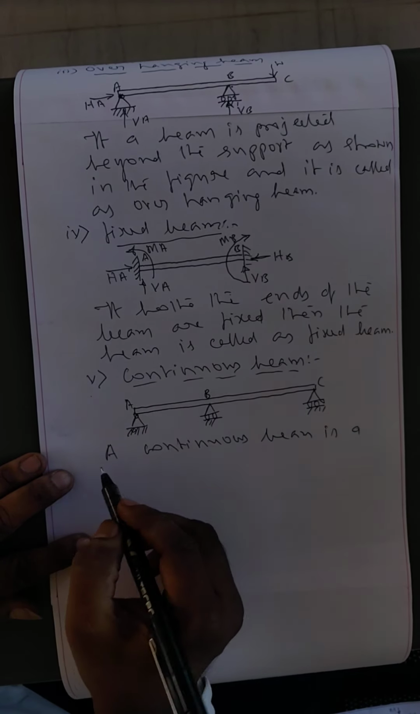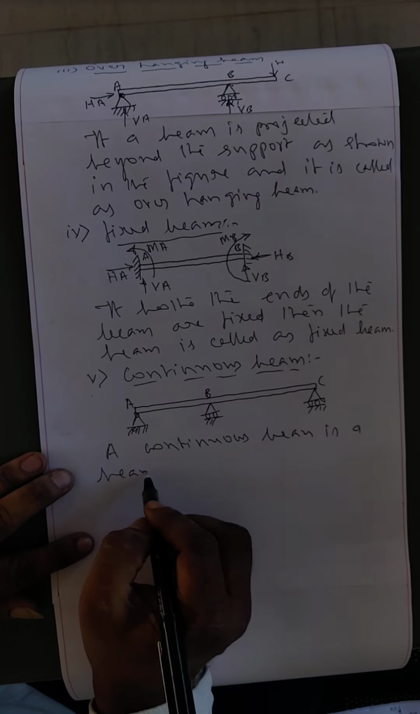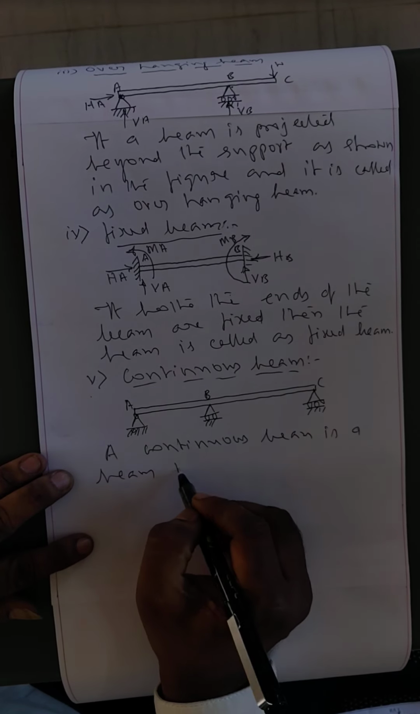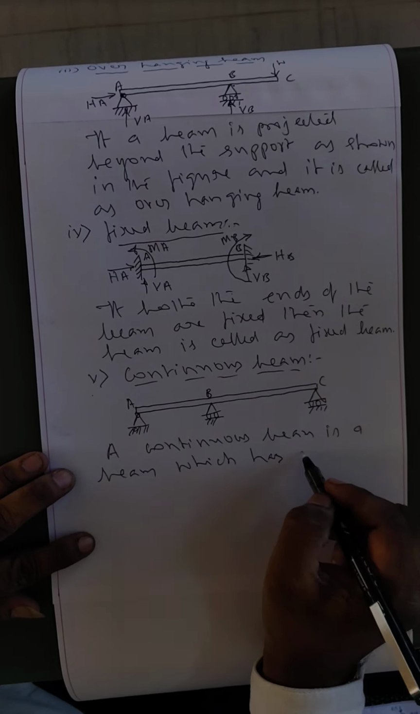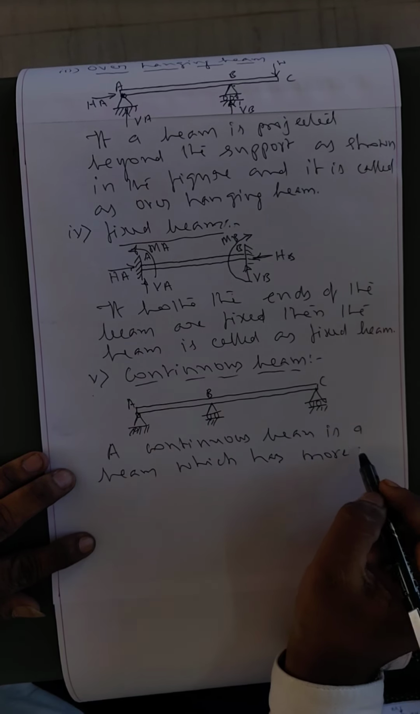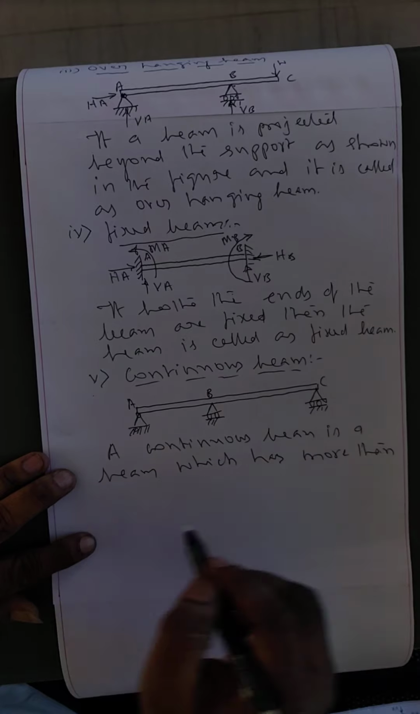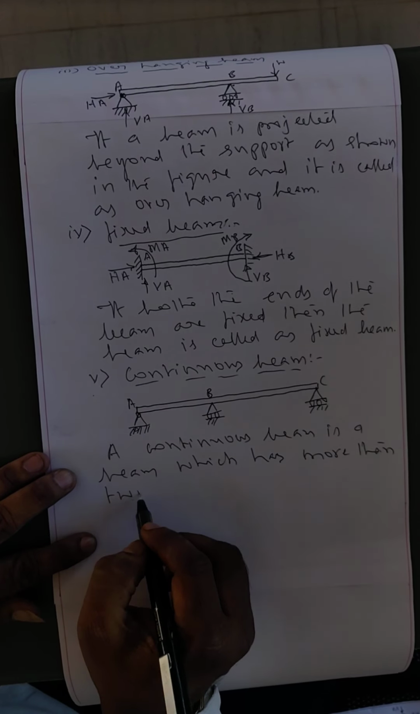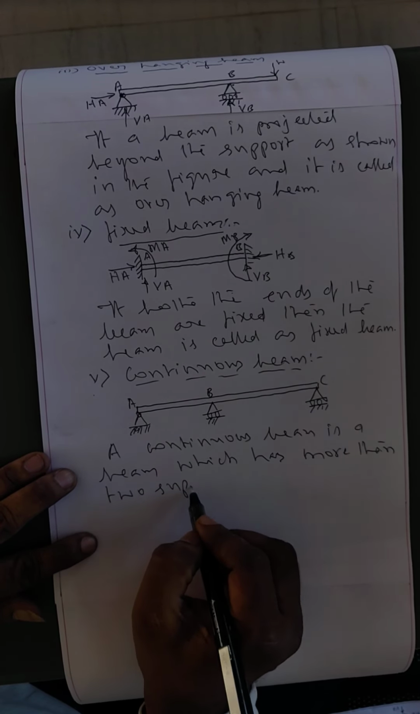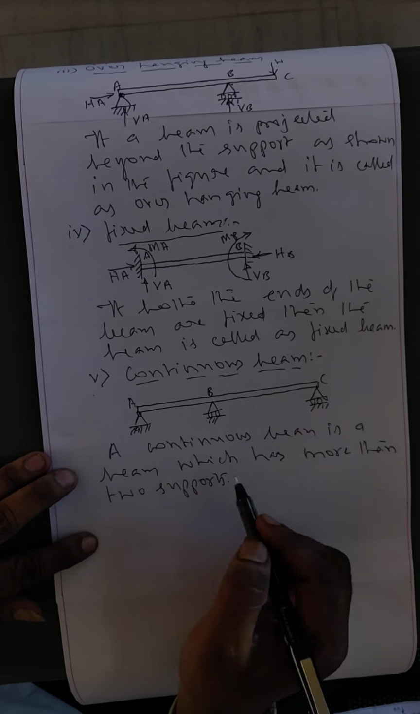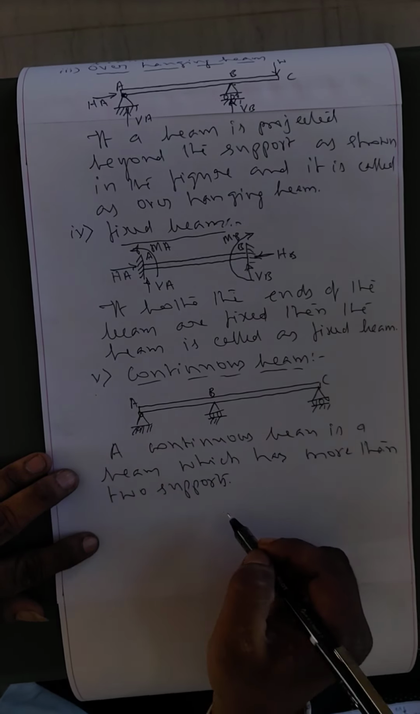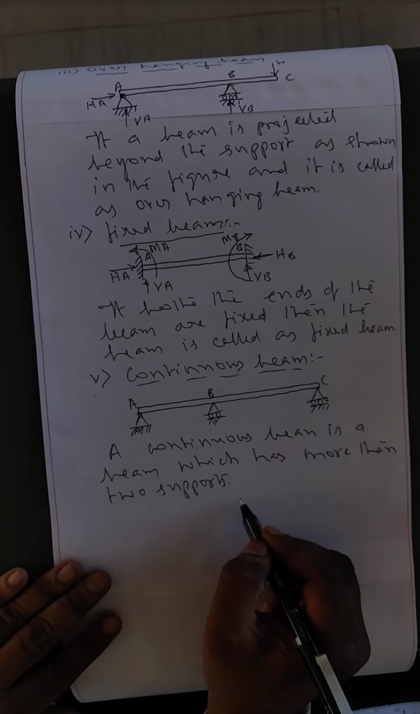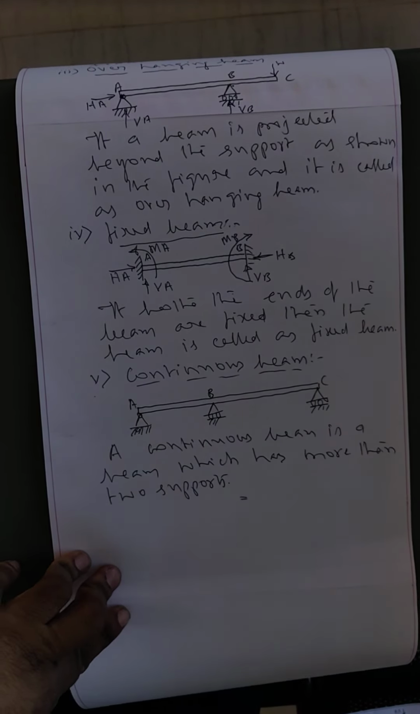A continuous beam is a beam which has more than two supports. That means here three supports are there, A, B, C. If more than two, it is called a continuous beam.